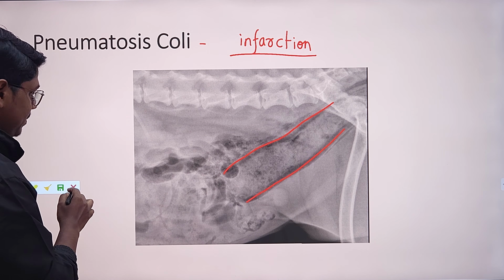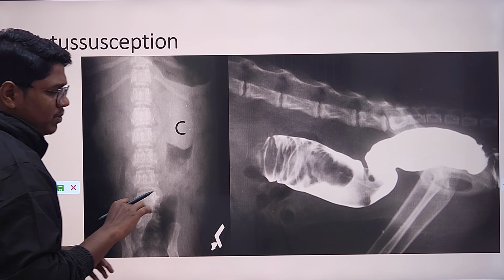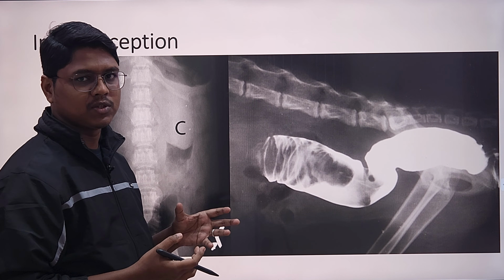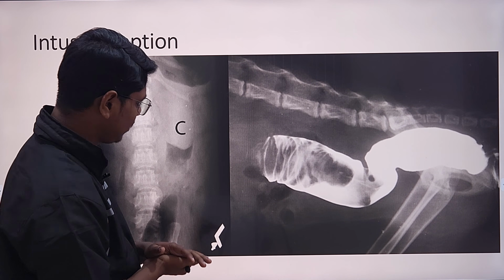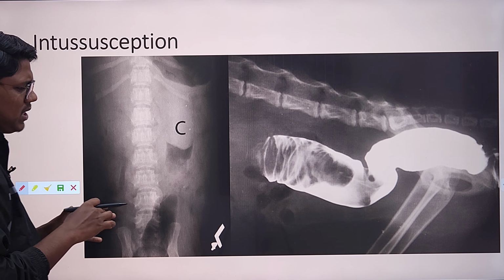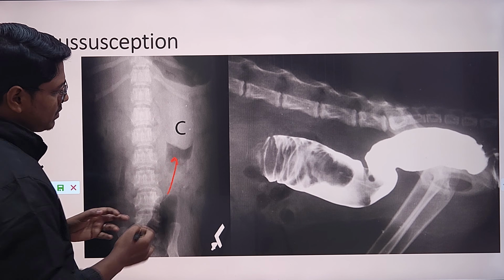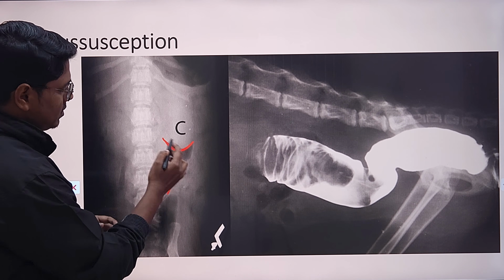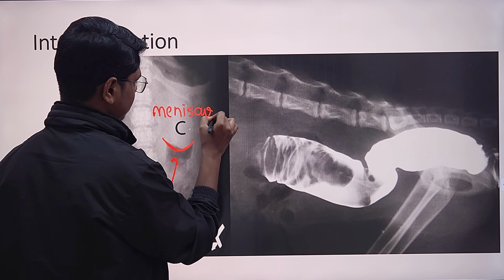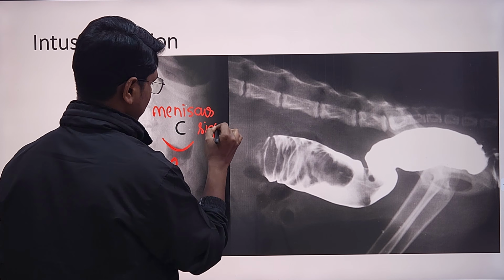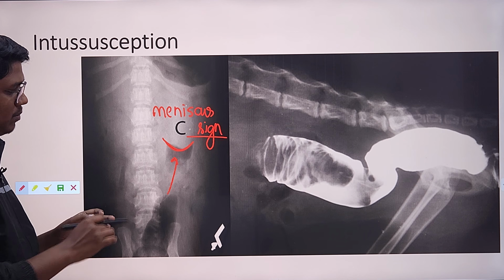Next disease is intussusception. I have already discussed intussusception in the small intestines. The common sites are the cecocolic junction and the ileocolic junction, where normally you will find intussusception. Intussusception is usually not found radiographically unless gas is present. Here the gas is present, which is why you can see the meniscus sign. This meniscus sign is the radiographic finding for intussusception.